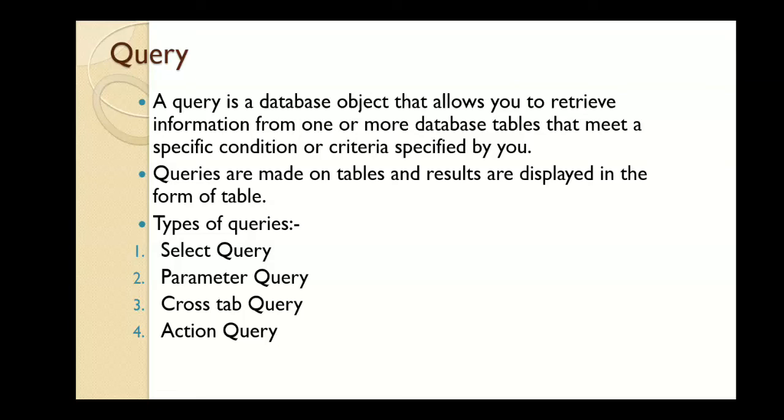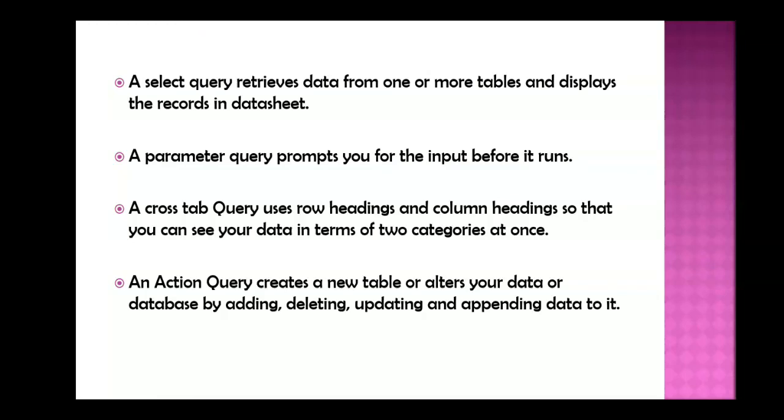When we talk about queries, there are four types: select query, parameter query, cross-tab query and action query. Now we will know about each type. A select query retrieves data from one or more tables and displays the records in the datasheet. That means it will display only the information in tabular form.